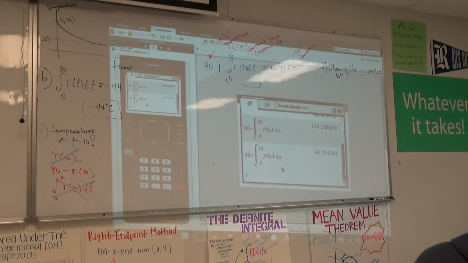Other things that we know are wrong. Salma, what else do you know is wrong? Or you got another one you want to throw up here? Yeah, 90 plus the integral from 0 to 10 of R of t dt equals 30. Okay, now we have 4 that have some issues.